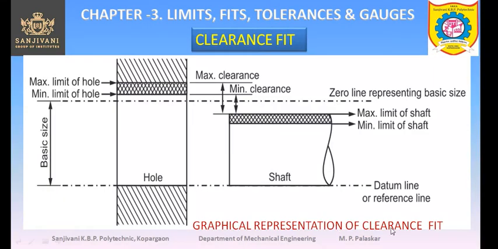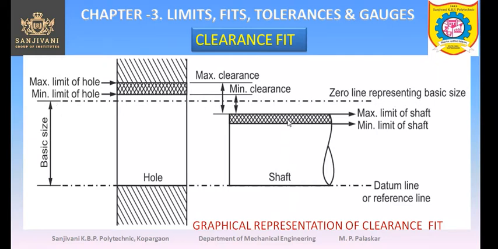Now with the help of the graphical representation, we can study the clearance fit. This is the graphical representation of the clearance fit. We have seen that in the clearance fit, the largest shaft diameter is less than the smallest hole diameter. First of all, let us study this graphical representation once again. This is the datum line or the reference line. Then this is the basic size. The basic size is indicated by the 0 line.